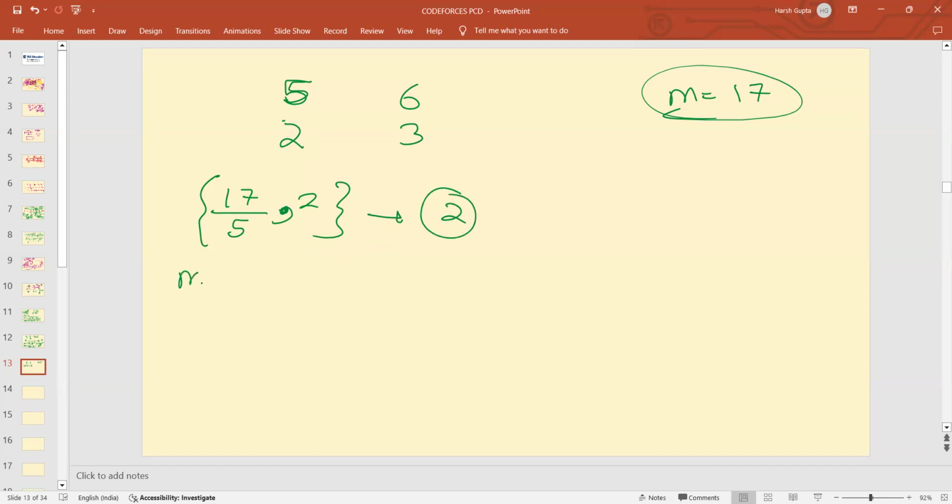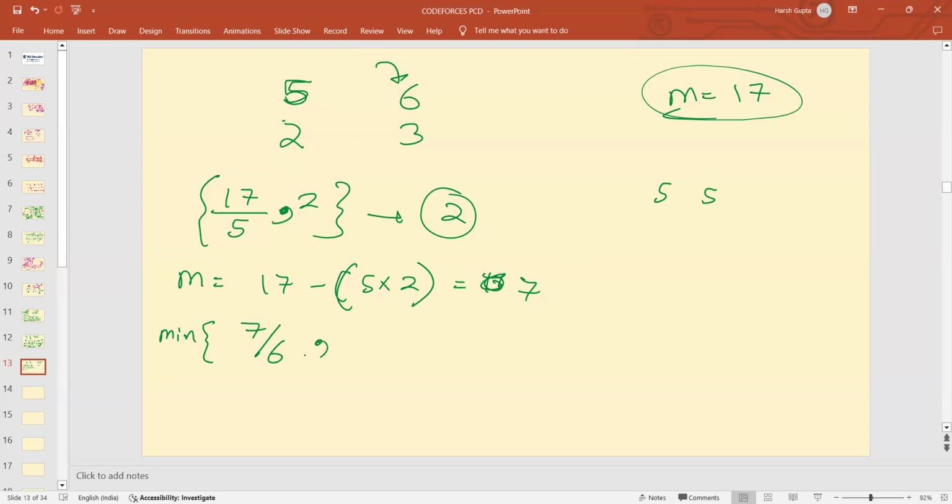Once I do so, what will be the cost I will be left with? The cost I will be left with is 17 minus 5 into 2, which is equal to 7. And I have already taken 2 flowers containing 5 petals. Now coming to this particular flower containing 6 petals. So what is the maximum number of these flowers I can take? It is actually the minimum of 7 by 6, comma, the number I have in my store, that is 3. So this comes out to be 1.